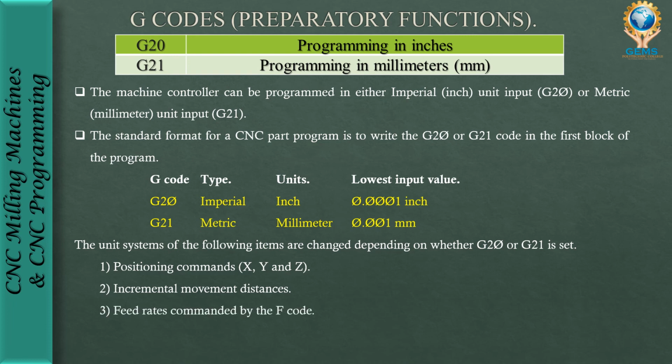These two codes, G20 and G21, are used in positioning commands, incremental movement distances, and feed rate commands. For example, feed rate we can give as millimeters per minute or inches per minute. For position X, Y, Z, linear movement, linear position, and incremental movement, everything we can mention in inches or millimeters. And if you want to give the offset values, that also we can mention.